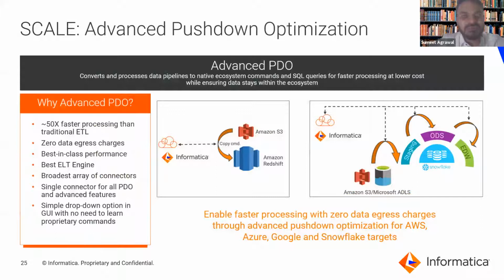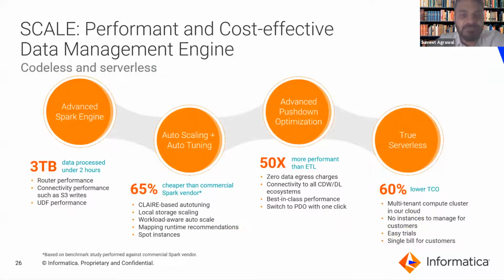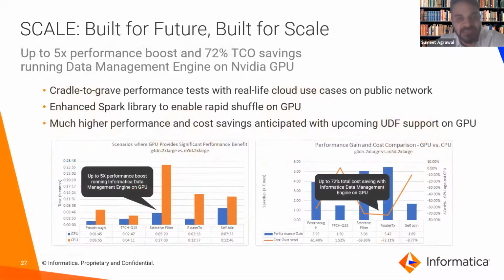And we don't just give you the best of ETL engine. We also provide you the best of ELT engine with our advanced PDO, which is 50x faster than any other regular ETL. This means that we can now take any job which is sitting on S3, and we can push down that job to Redshift or Snowflake or Synapse. And we see great results for our engine. We are able to process 3 terabytes of data under 2 hours. We are cheaper, we are performant. So these are all the different examples to show you how we add scale.